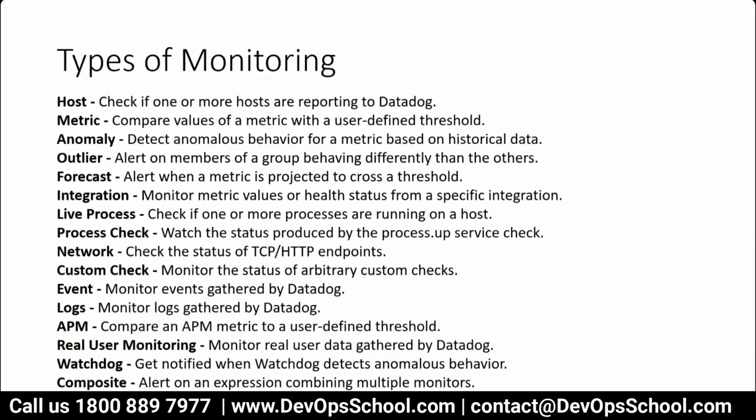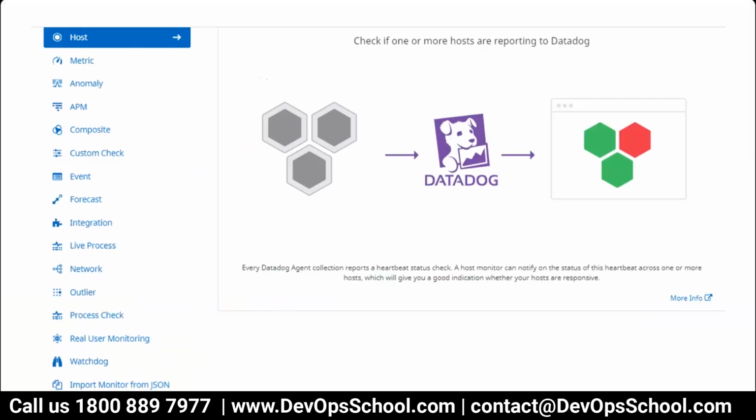So what are the types of monitoring? That means what are the types of alerting which we have in Datadog? Yes, we have host monitoring, metric based monitoring, anomaly based monitoring, outlier, forecasting monitoring, integration, live process check, network, custom check, events, logs, APM, RUM, and watchdog, and composite. These are the types of monitoring supported by Datadog. Now let's discuss each one of these.